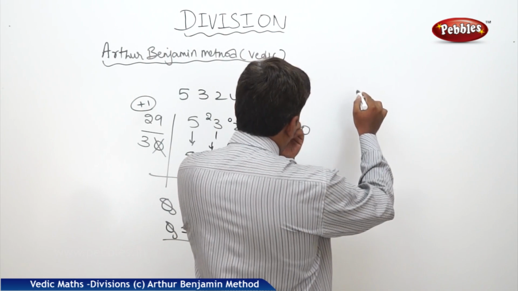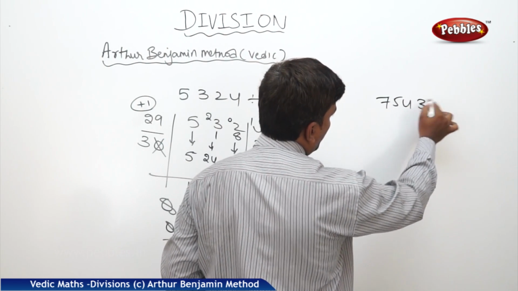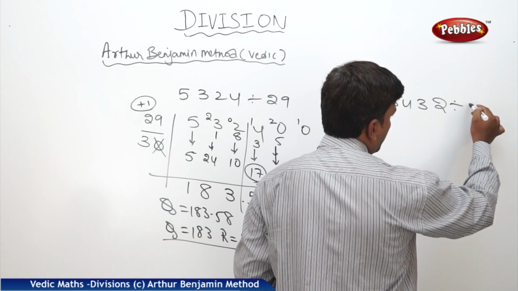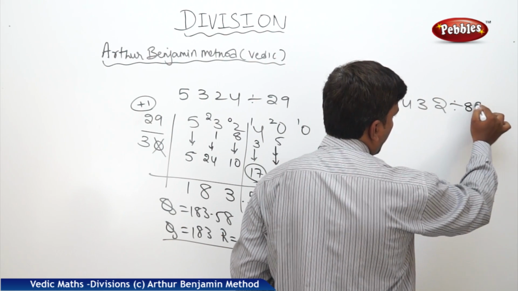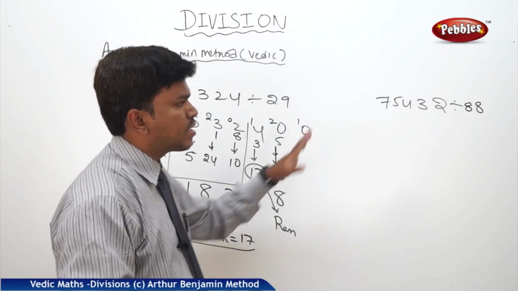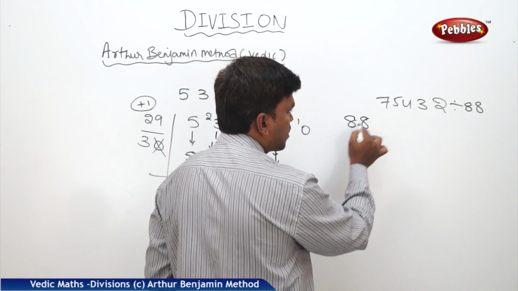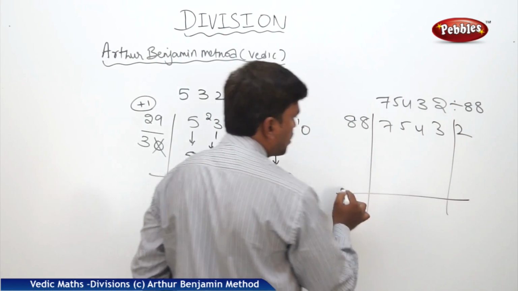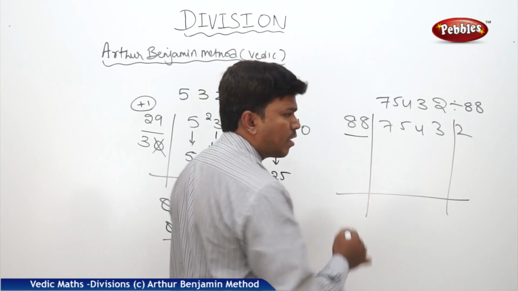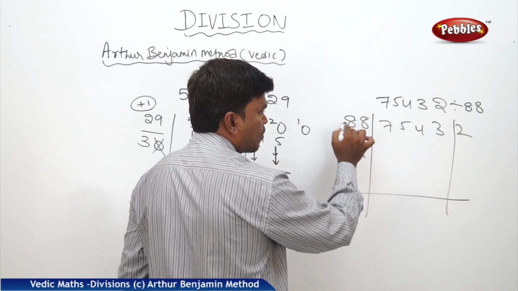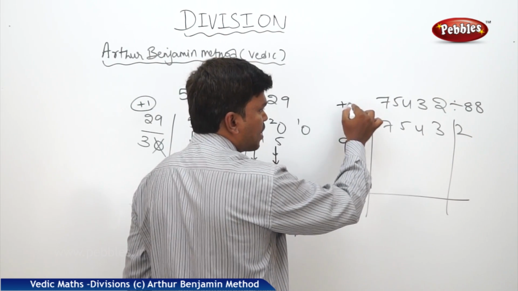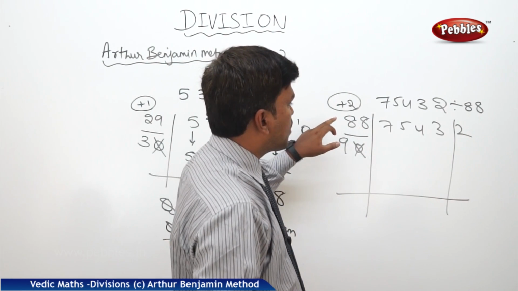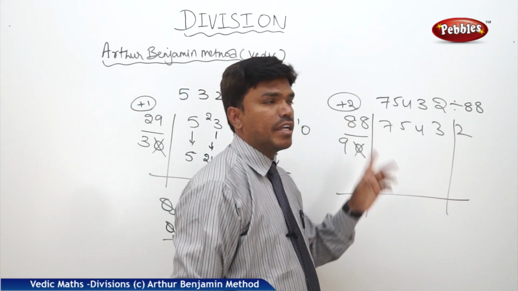Let us take 75432 divided by, say, 88. I want to divide this number by 88. So write 88 as it is, 75432. Anyhow, the last number is for the remainder. What is the nearest tens figure? 90. Leave this 0. So to get 90, how much do I need to add? Plus 2. So plus 2 will be my complement. Understand? So now I am going to divide the number by 9, but indirectly I am dividing with 88.